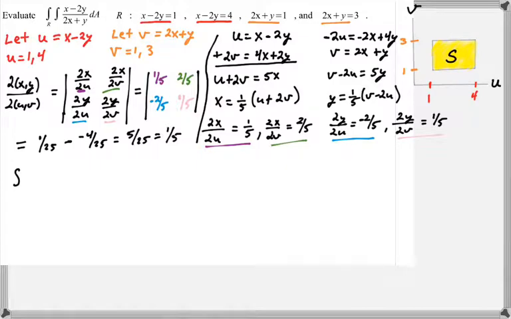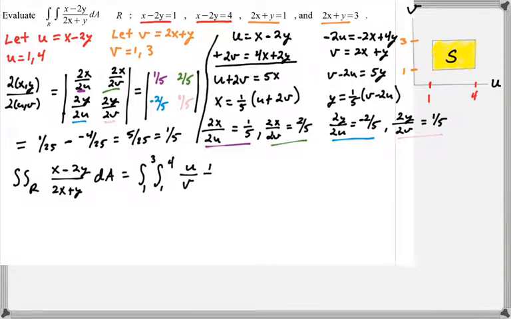Okay? All right, so our double integral over the region R of x minus 2y over 2x plus y dA is equal to, and so we'll do the order, we'll do du first and then dv. So dv is going to be the outer integral, so it's going to be from 1 to 3. Du will be 1 to 4 is the limits of integration. x minus 2y is u, and 2x plus y is v. Don't forget your Jacobian of 1/5 du dv, and this is essentially the same integral as we had as the previous problem.